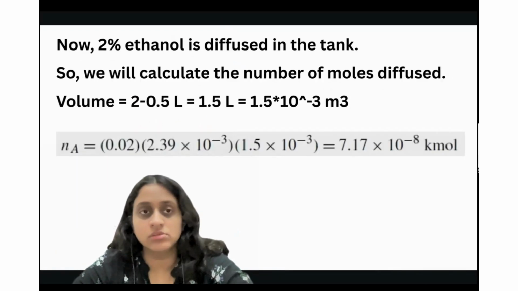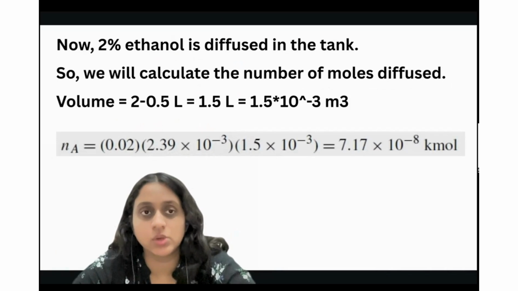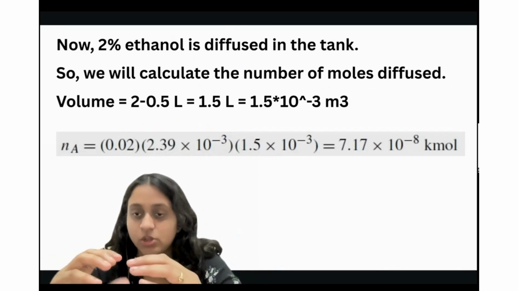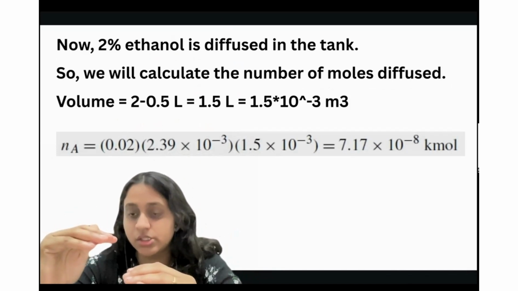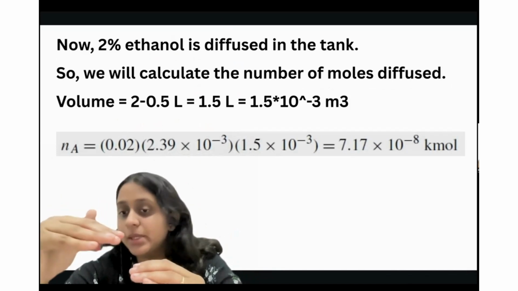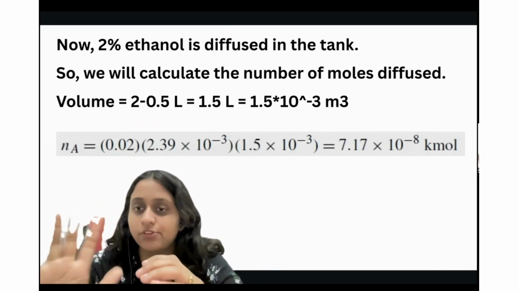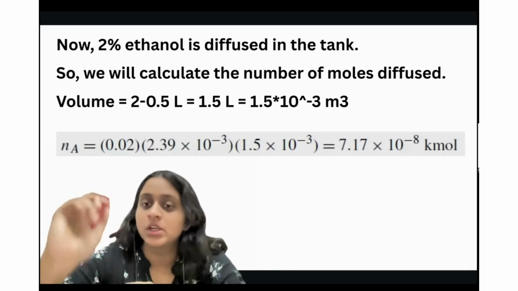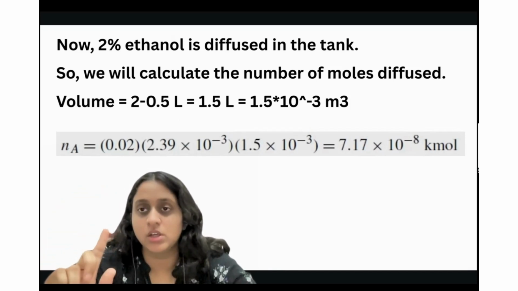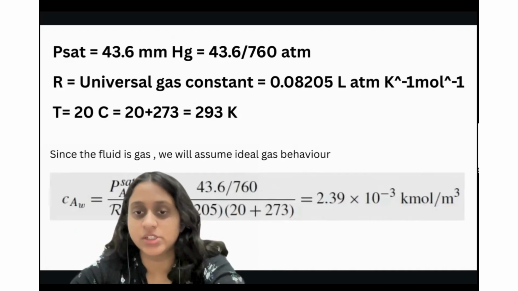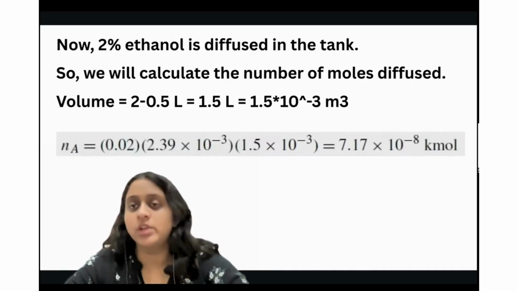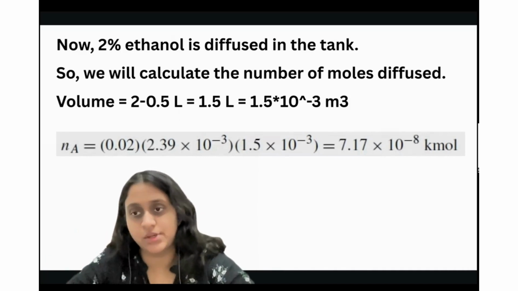Okay. Now, the second point mentioned in the question is that from that 0.5 liter of ethanol, 2% of its concentration is diffused into the remaining part of the cylinder within a time period of 5 minutes. Here two things are important. First, we calculated this concentration, and 2% of it is diffused. So we will calculate the number of moles which are diffused.